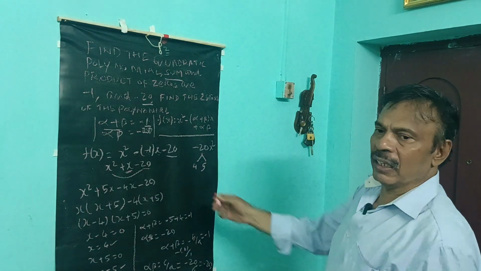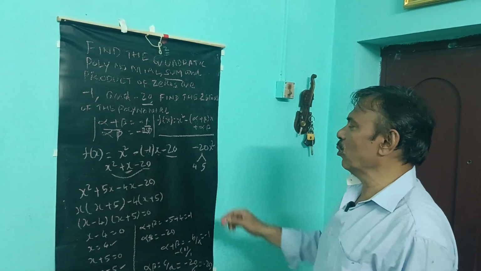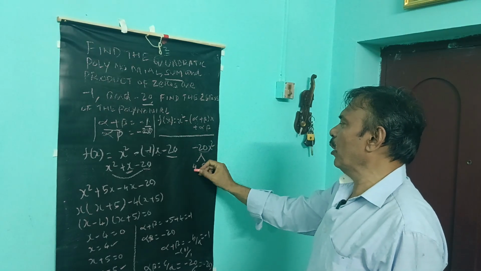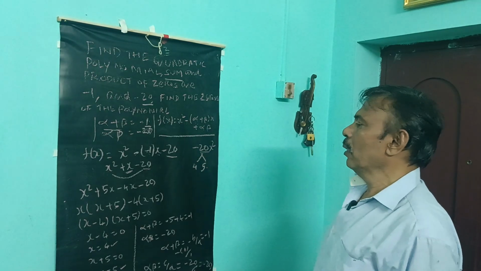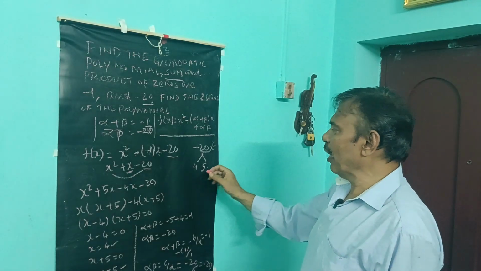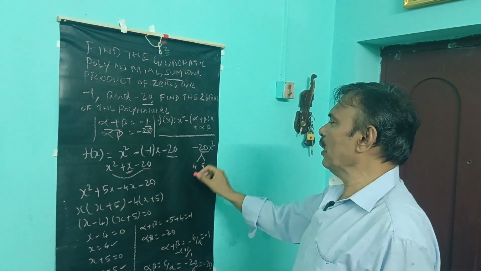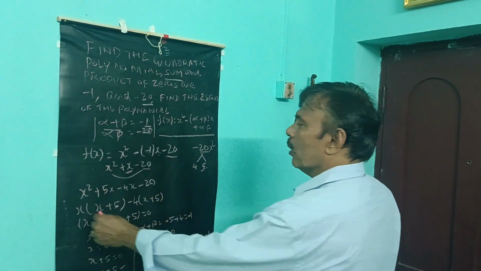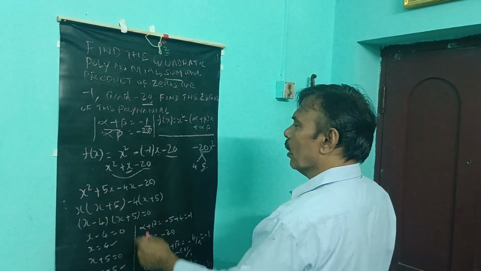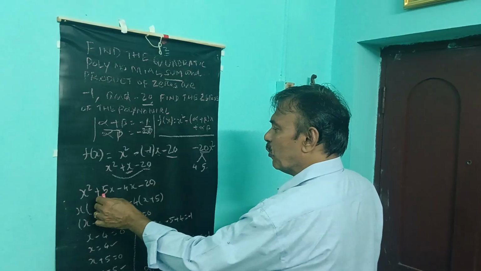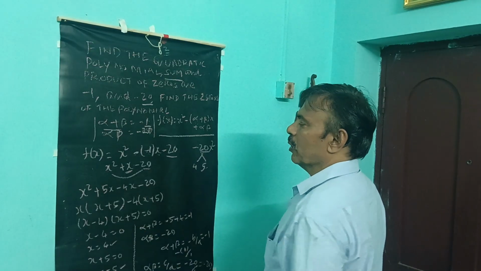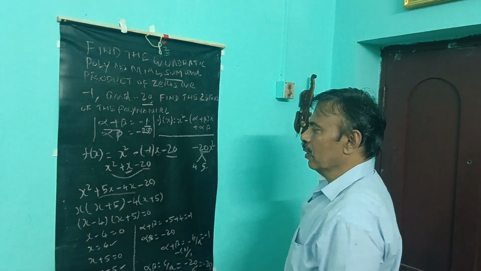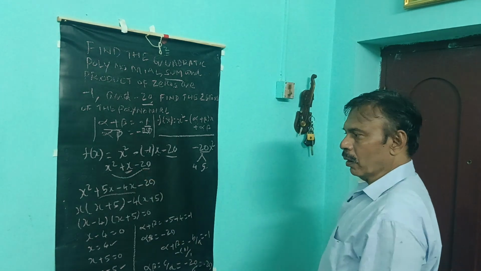I told you in the last problem also, you divide this 20 into 4 into 5. Now 5 minus 4 is the coefficient of x. So x squared comes here, then plus 5x minus 4x, that is the way we have split this, so it comes to x. Then minus 20.